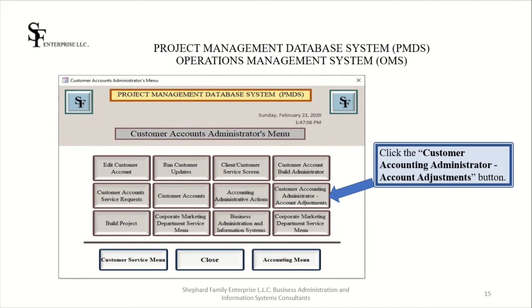Now, in this third portion, we're going to be going over the customer accounting administrator and account adjustments. In this process, we're looking at how, after it has been identified that we will be taking on this customer as a client, we have to make sure that all the checks and balances are in line so that we can start receiving payment for the work your company is doing for the client.